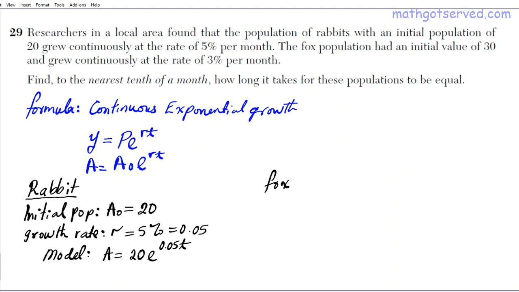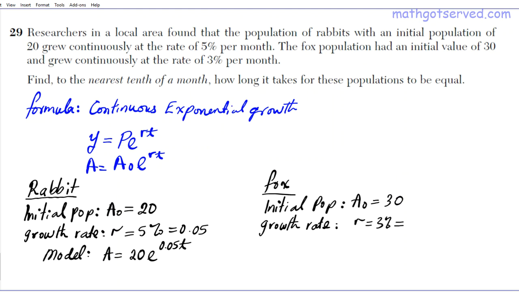Now let's go ahead and generate the model for fox. The initial population of the fox is 30. The growth rate r is 3%. Of course, we want to write this in decimal form, 0.03. So the model for fox is a equals initial amount e to the 0.03t.